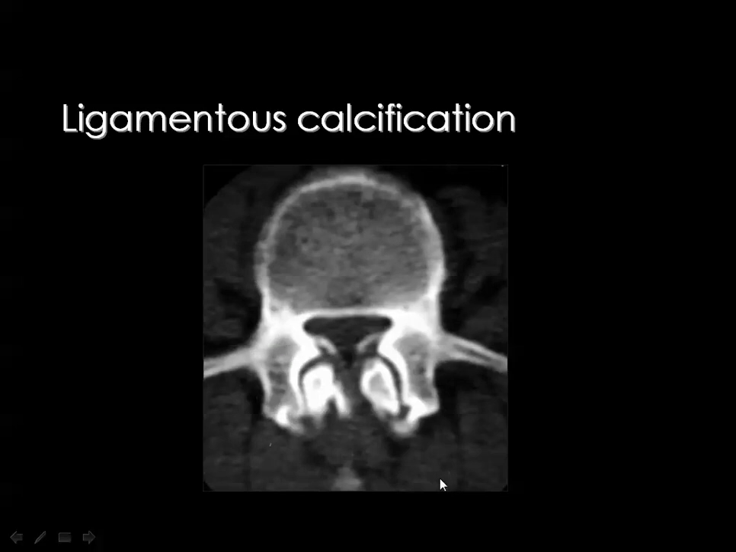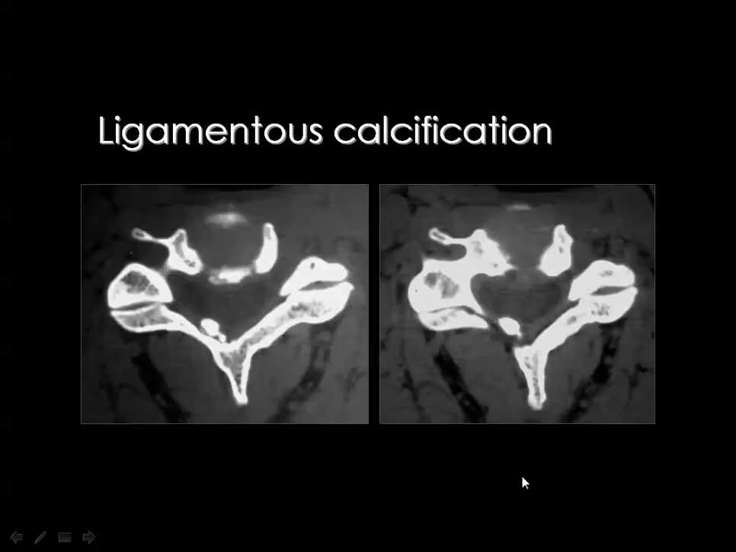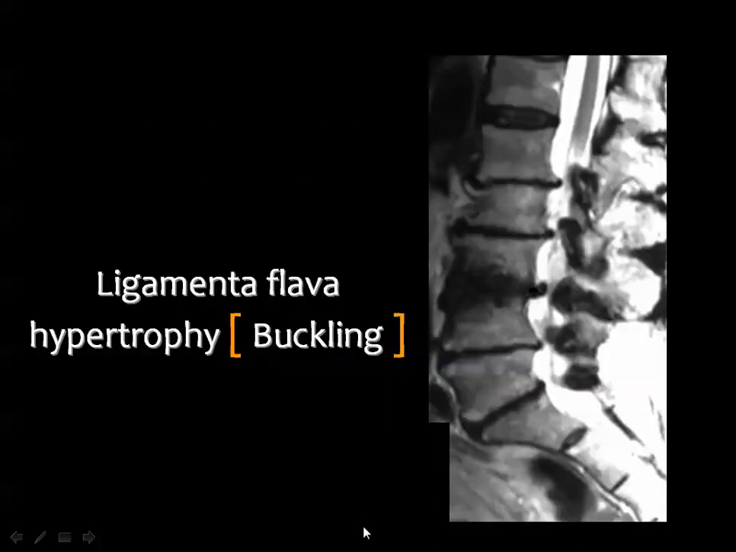Because the ligament is black in MRI, and calcium is also black in all MRI images, you cannot see calcium in the ligament unless by CT. This is an example of ligamentous calcification by CT in the ligamenta flava bilaterally. And this is unilateral calcification of the ligamentum flavum in the cervical spine on the right side. This is the ligamentum flavum which is not calcified, and this is the calcified one.